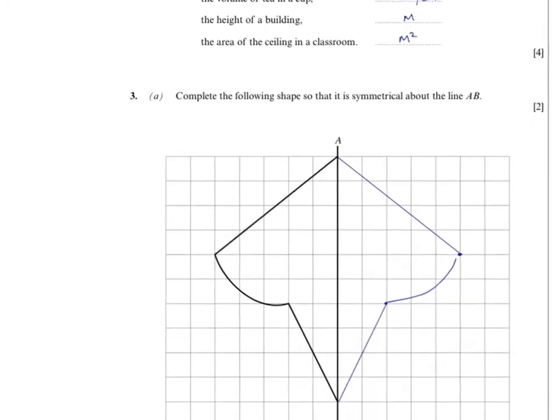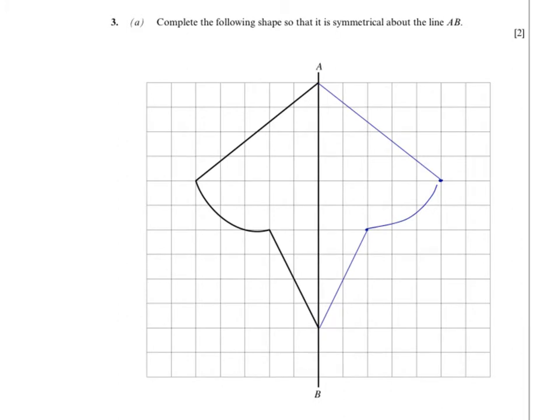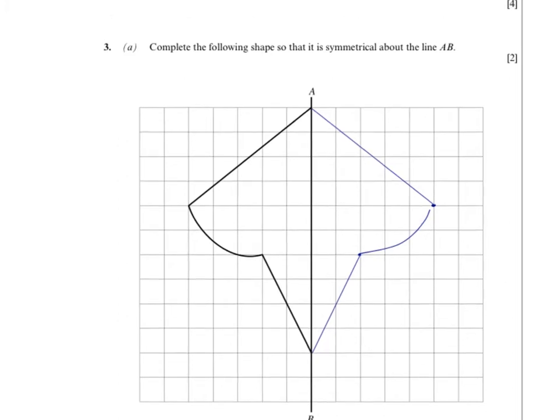Coming down for this one here then. Complete the shape so it's symmetrical about AB. The way that Lauren did it was she used tracing paper. So if you want to, you can put tracing paper over this. You physically trace that shape and the line. Then you get your piece of paper and flip it and match up the line again, and it should be symmetrical about that point there.